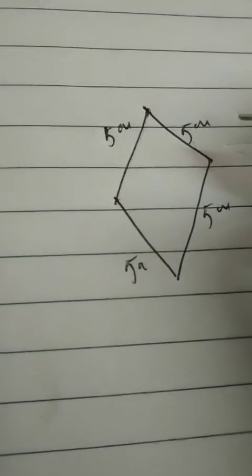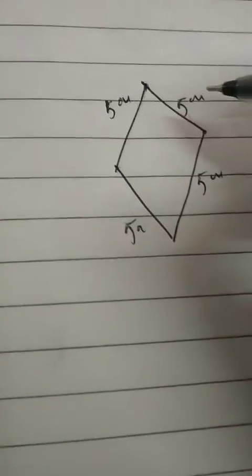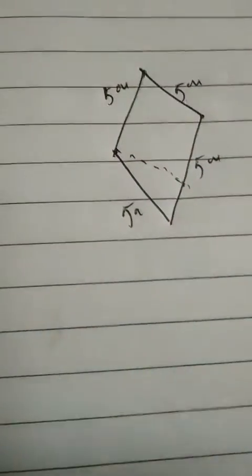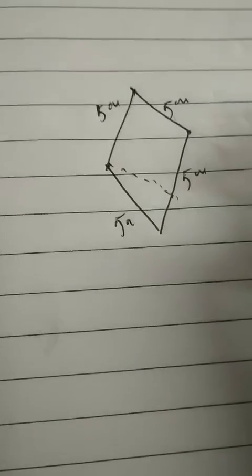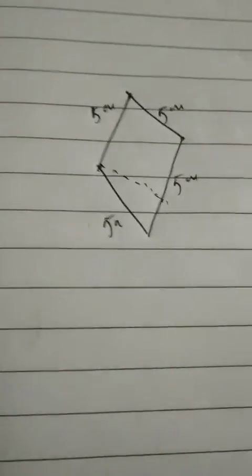And the measure of the altitude is 4.8 centimeter. So 4.8 can be taken from any of these four vertices. I'm preferring to take it from this vertex. So here is that perpendicular or altitude, whose measure is 4.8 centimeter. So the height is 4.8 centimeter and the measure of one side is equal to 5 centimeter. Okay. Now how to find the area of this figure?